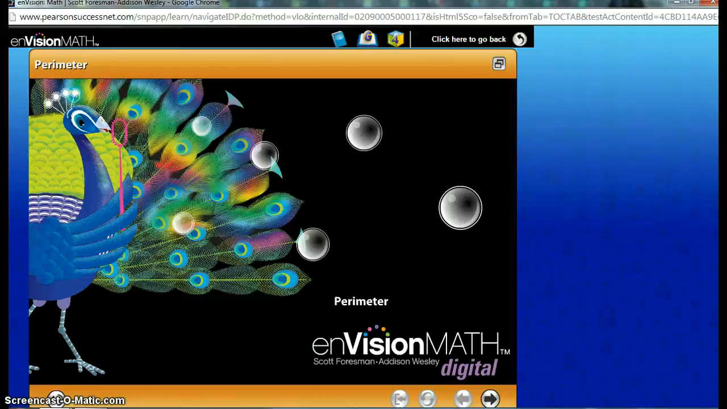Students will be able to determine the perimeter of a polygon.